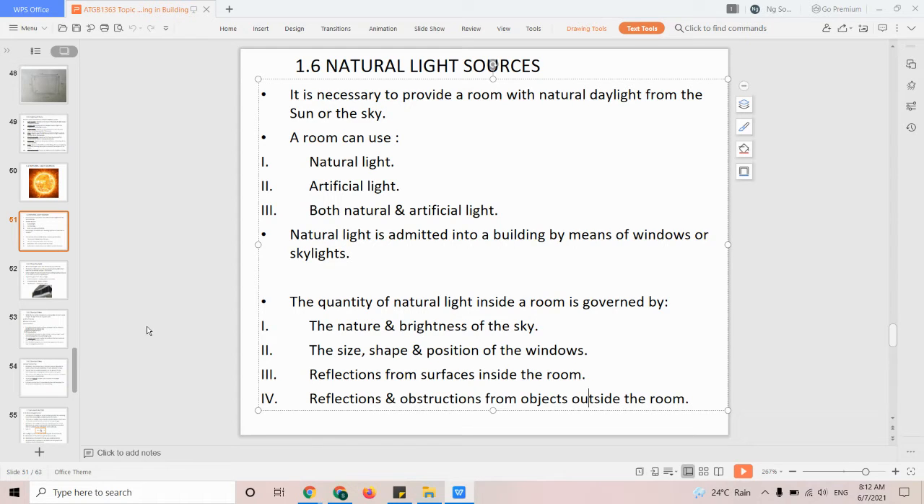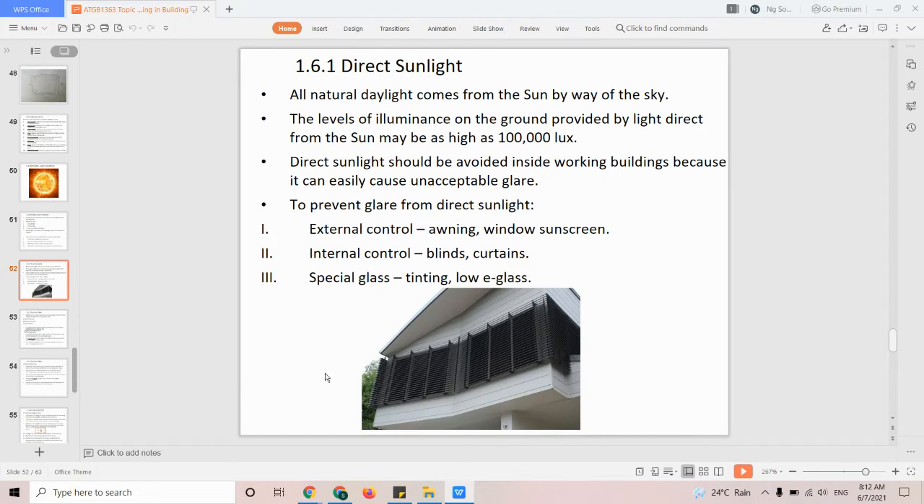Previously we learned that depending on the surface, there's a level of reflectance, meaning a white surface will have better reflectance as opposed to a black surface. A black surface will absorb the sunlight, while a white surface will reflect more light than a black surface. All of this will come into play when it comes to how bright a room is. Okay, so next we have direct sunlight.